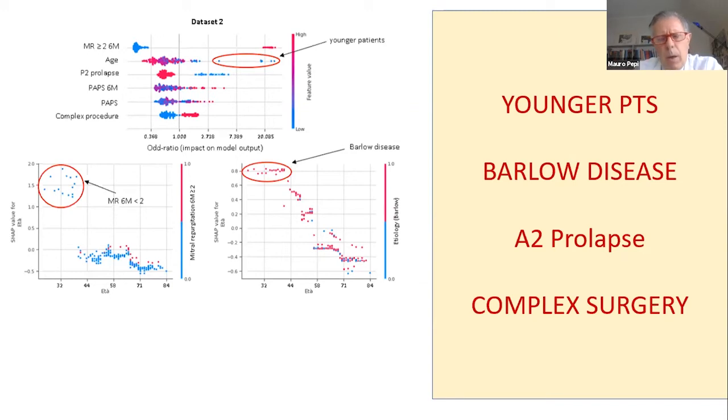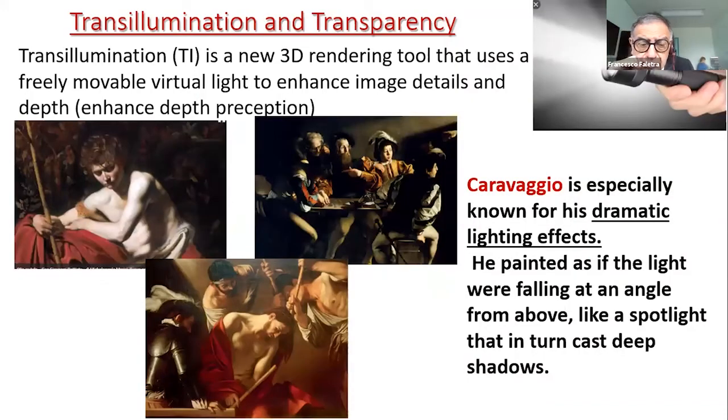Going to more technical details, we all know that Caravaggio is especially known for the dramatic lighting effects, and a pattern is the light falling at an angle from above, like a spotlight that in turn casts deep shadows. And so we try to have a transillumination, which is a new rendering tool that tries to give a 3D depth perception.